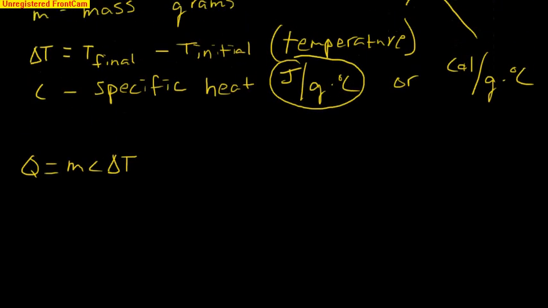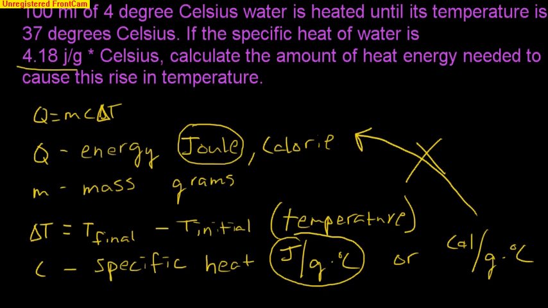So let's write out our formula again. So Q is equal to MC times delta T. So let's read the problem. I probably should have written a little smaller so I didn't have to scroll as much, but anyhow. So it says 100 milliliters of 4 degrees Celsius water is heated until the temperature is 37 degrees Celsius. If the specific heat of water is 4.18 joules per gram degree Celsius, calculate the amount of heat energy needed to cause this rise in temperature.